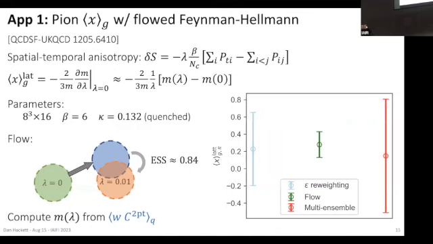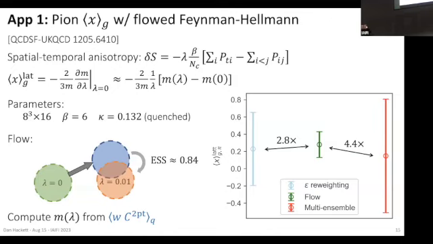And we compute this quantity, this difference. And these are sort of the 3 different results we get. So in the middle, we have our flowed result. On the left, we have the result of computing this difference using our epsilon reweighted mass estimate. And on the right, we have it with these 2 different independent ensembles.